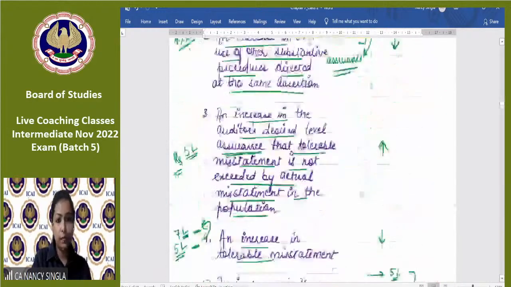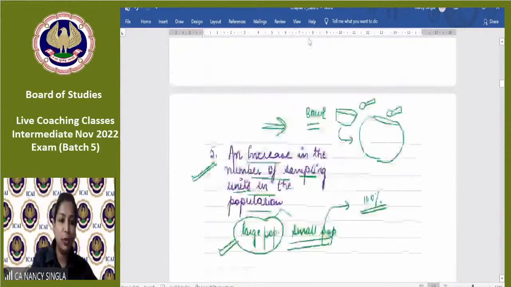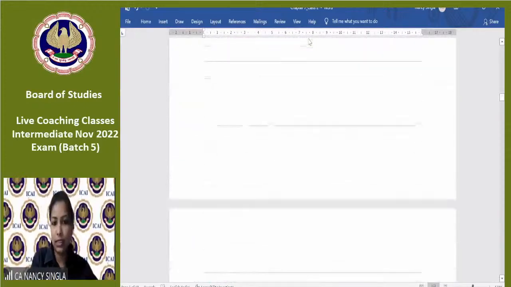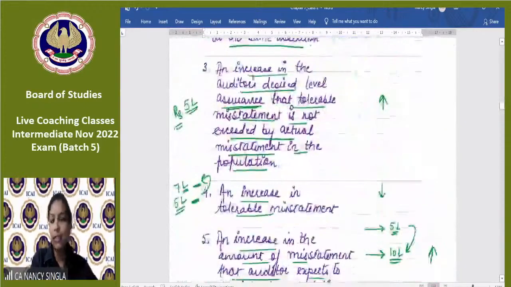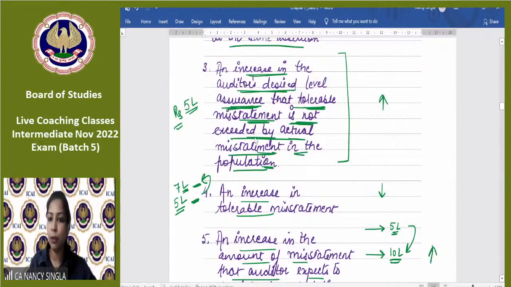I'll explain it again. And Hiral, I think this was the fourth point in test of control which you were asking. I'm repeating this third point. With respect to test of details, an increase in the auditor's desired level of assurance that tolerable misstatement is not exceeded by actual misstatement in the population.